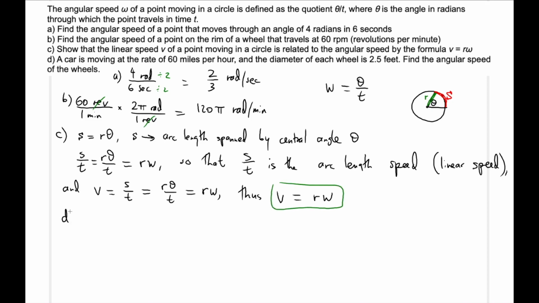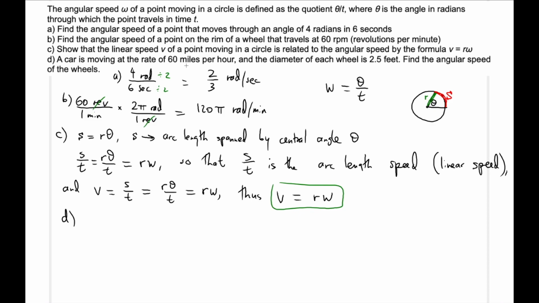Right, so the last part now is again the mathematical one, not the theoretical one. It says a car is moving at the rate of 60 miles per hour and the diameter of each wheel is 2.5 feet. Find the angular speed of the wheels. So remember I said that imagine the circle is the wheel of a car. So this is an example showing that. So we have 60 miles per hour.